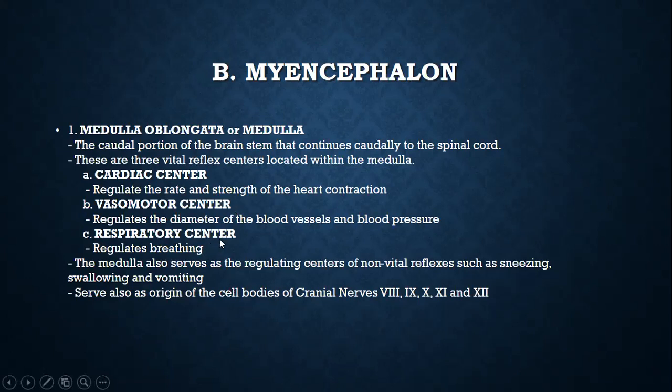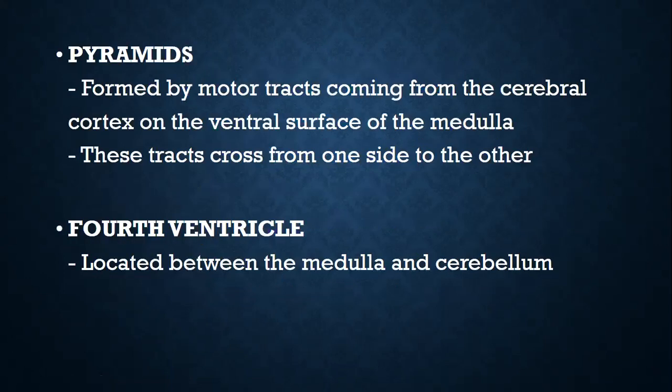And we also have the respiratory center, which regulates breathing. The medulla also serves as the regulating center of non-vital reflexes such as sneezing, swallowing, and vomiting. It also serves as the origin for the cell bodies of cranial nerves number 8, 9, 10, 11, and 12. Pyramids: formed by motor tracts coming from the cerebral cortex on the ventral surface of the medulla, and these tracts cross from one side to the other. Fourth ventricle: this is located between the medulla and the cerebellum.